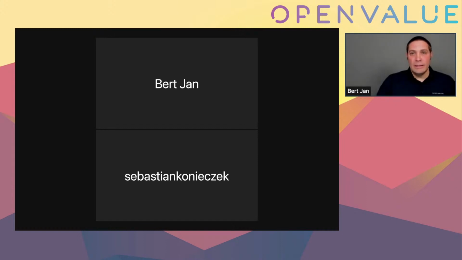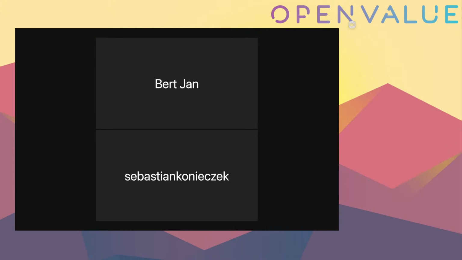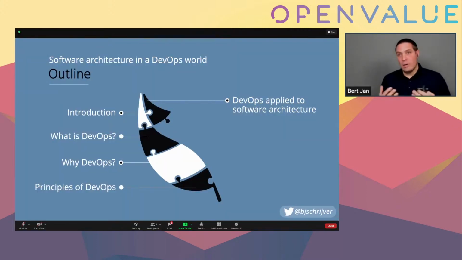So for the next, let's say, 45 minutes, we're going to look at an introduction. I'm going to explain the base principles behind DevOps. I'm going to explain why I think that you should do DevOps, and I'm going to share the principles of DevOps. Next, I'm going to map these DevOps principles to the principles of software architecture. So how you can apply software architecture in a DevOps world.